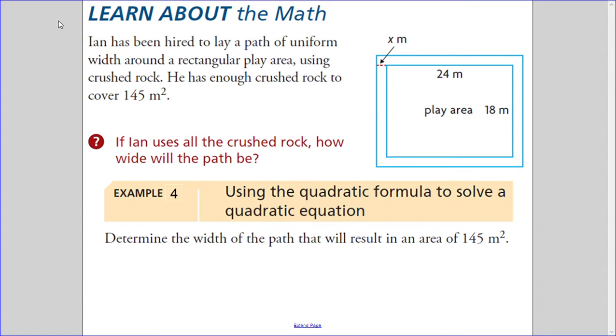And so I have this play area that's 24 by 18, and really what we're doing here is we're trying to figure out the area outside of here. Okay, what would the width be all the way around the play area in order for me to have enough stuff to fill it in with 145 square meters. So I need to set up a formula, and then we need to figure out how to solve this thing. So if you think you want to give it a try, pause the video, see if you can come up with an equation to work with it, and then when you come back, we will go over the answer for it.